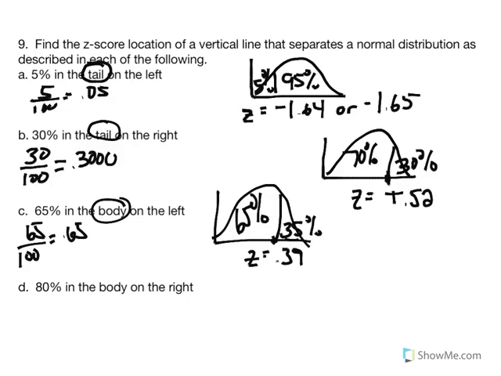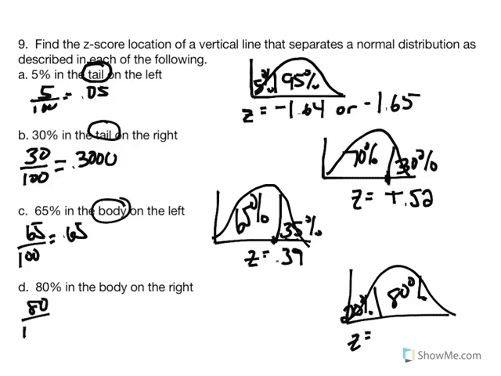So finally, the last one, we have a distribution where we have 80% in the body to the right. So 80% here, meaning we have 20% in the tail. And again, now we want to find out what is z equal to here that partitions the distribution where 80% is to the right in the body and 20% is to the left in the tail. So as we've done before, 80 divided by 100 to give us the proportion to utilize our unit normal table.